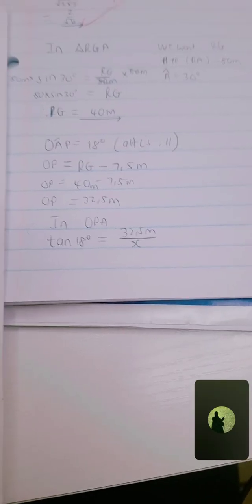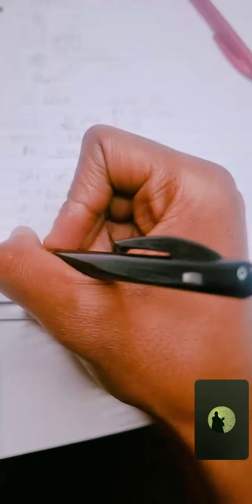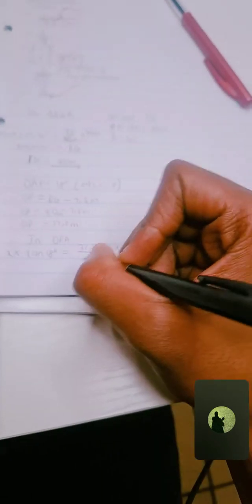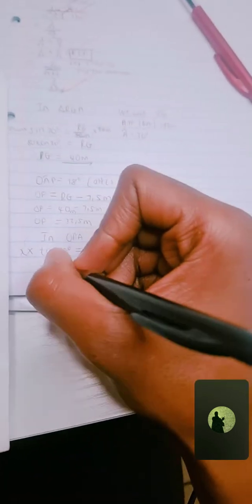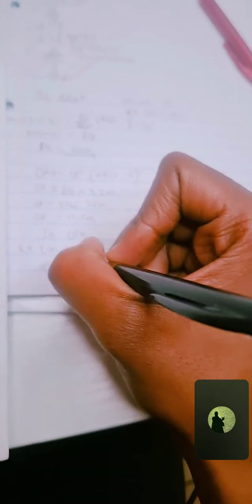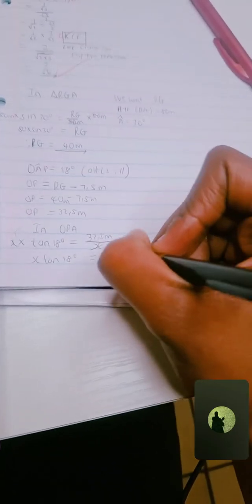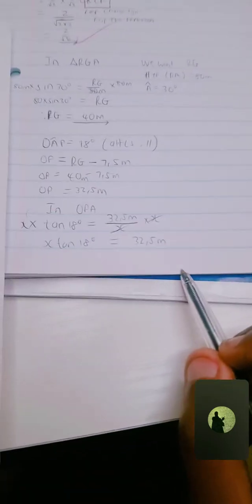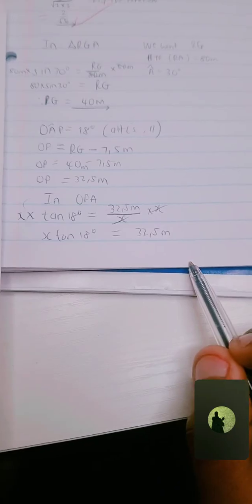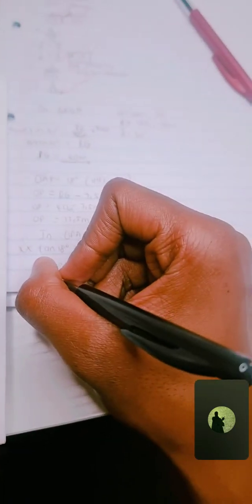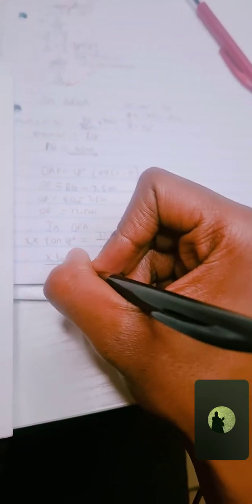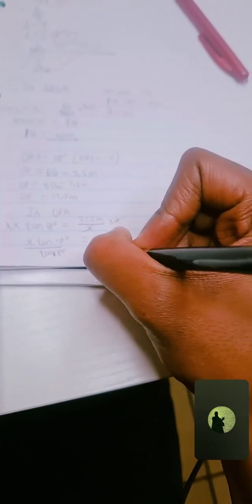We have to multiply by x on both sides still. Okay, multiply by x on both sides, and then they cancel each other on the right hand side. Then we get x tan 18 degrees is equal to 32.5 meters. And then we divide by tan 18 degrees on both sides. Very true, divide by tan 18.